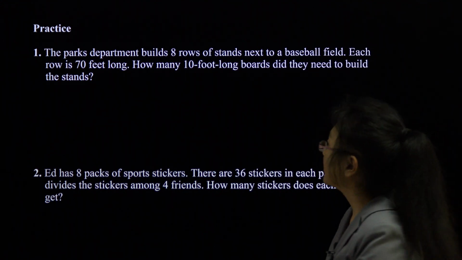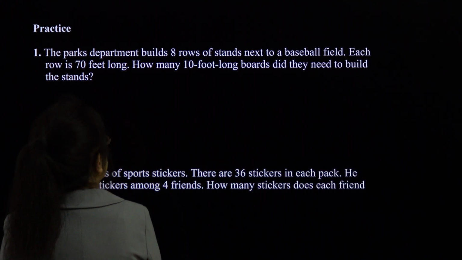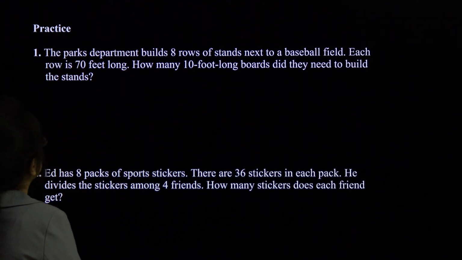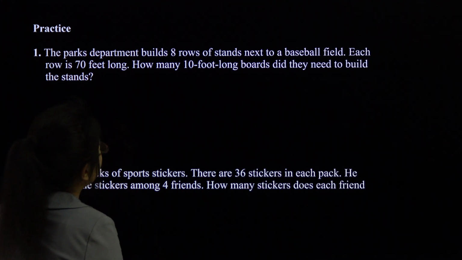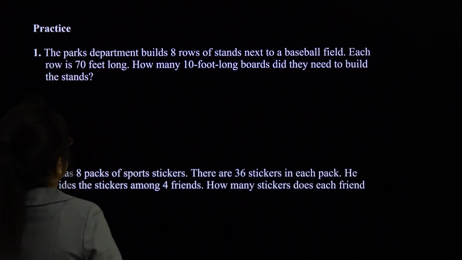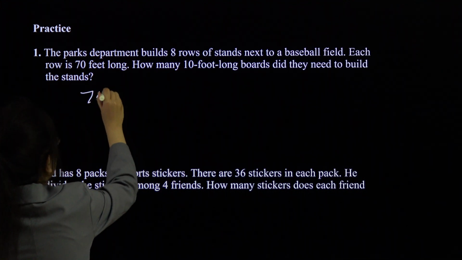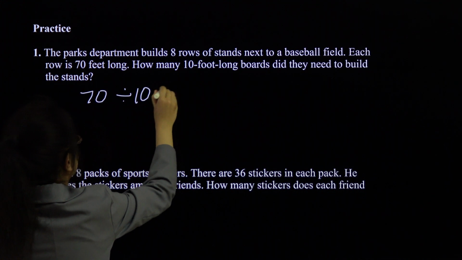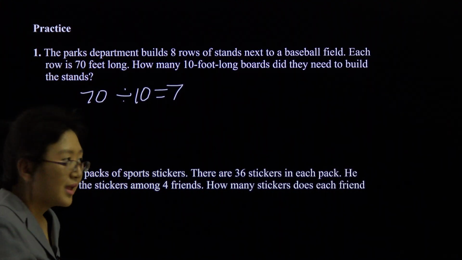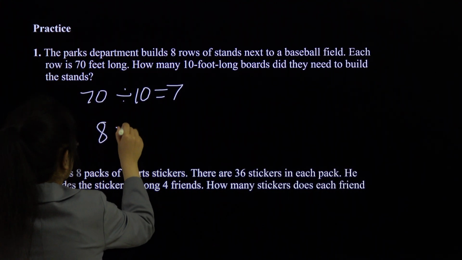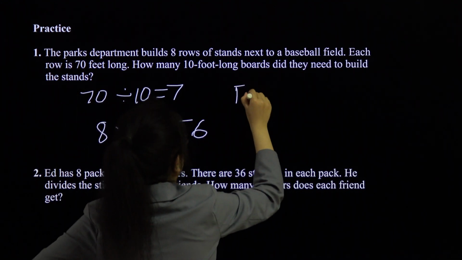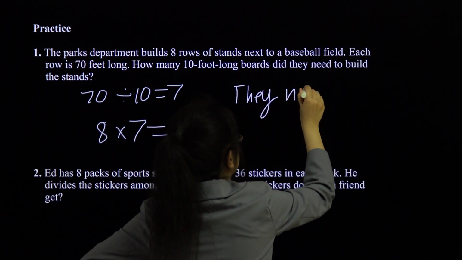Okay, practice problems. The Parks Department builds 8 rows of stands next to a baseball field. Each row is 70 feet long. How many 10-foot long boards do they need to build the stands? Well, 70 divided by 10 equals 7, which is the amount of boards they need for each row. And then there's 8 rows, so 8 times 7 equals 56. They need 56 boards.